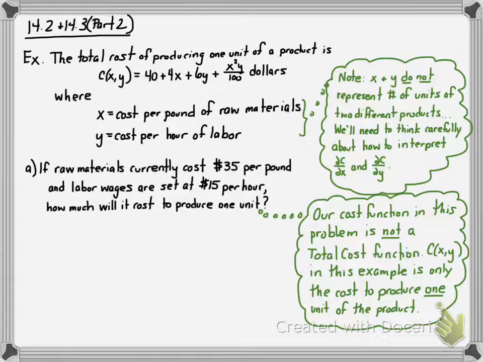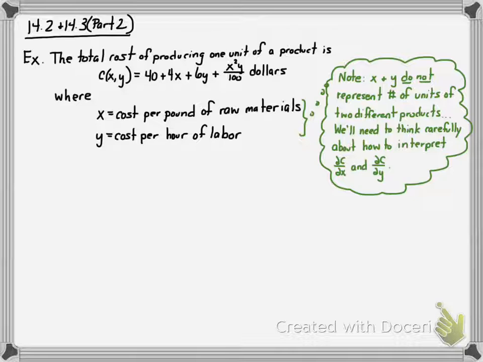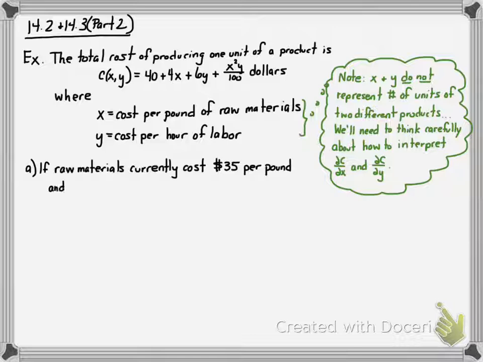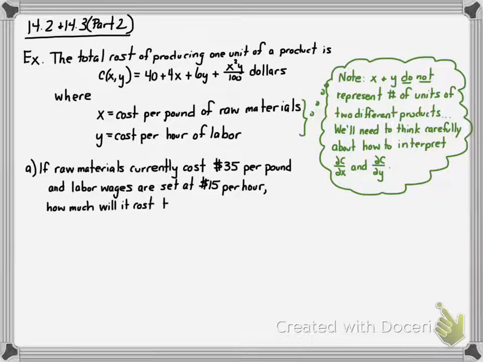Okay, so in the first part of the example, we are going to be asked, if raw materials currently cost $35 per pound and labor wages are set at $15 per hour, how much will it cost to produce 1 unit of our product?